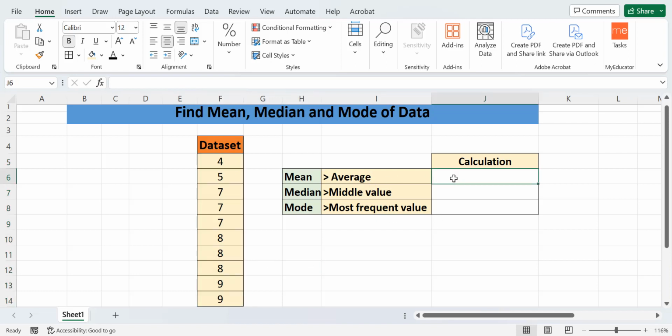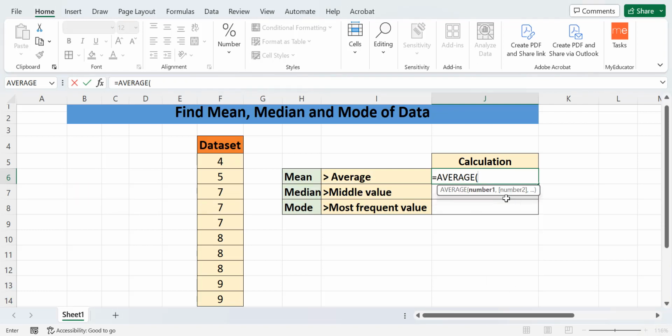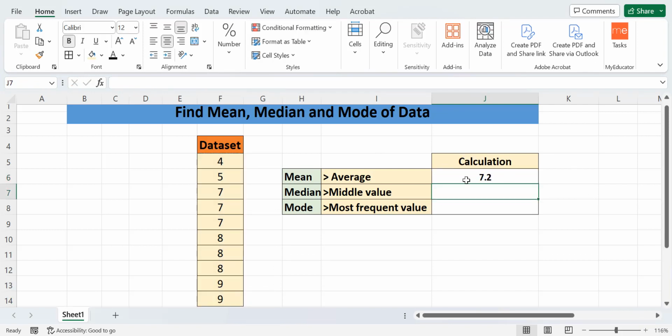So here, mean, what is mean? Mean is the average of the values. That is, you have to add up all the values and divide it by the count. So in Excel you just need to apply the formula of average. So equals to average, and you have to select all the data and then close it and enter. So the 7.2 is the mean value of this given data set.